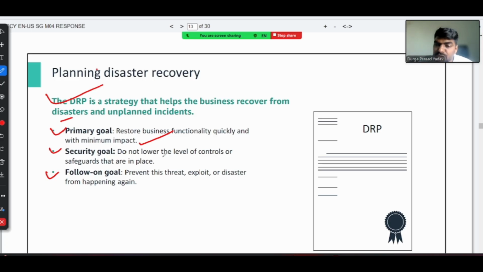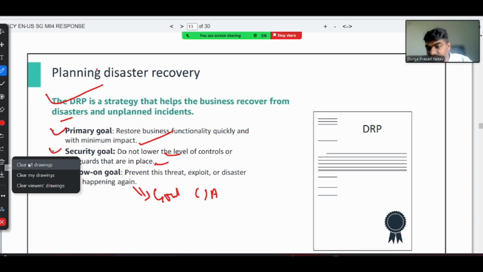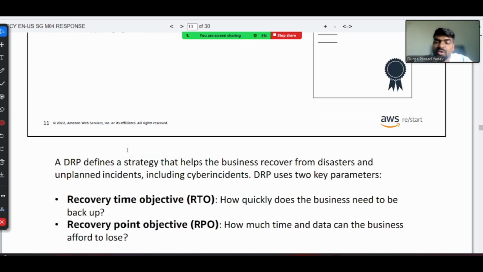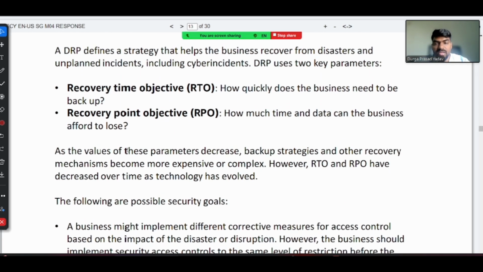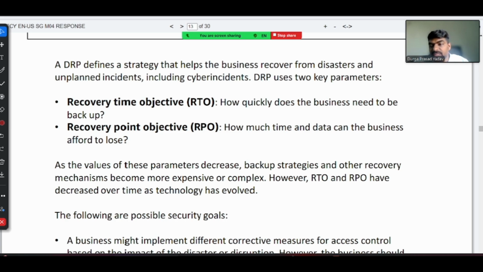Security goal means do not lower the level of control. Safeguards that are in place means how much data you have, you should not lose control of the data, you should get your entire data back. And the follow-on goals, again you have to follow the goal of security here, that is your CIA triad, so that you can ensure confidentiality, integrity, and availability. And you can also ensure that it should not happen again. In the same way, guys, you will have the concept of how much time it will take to recover.